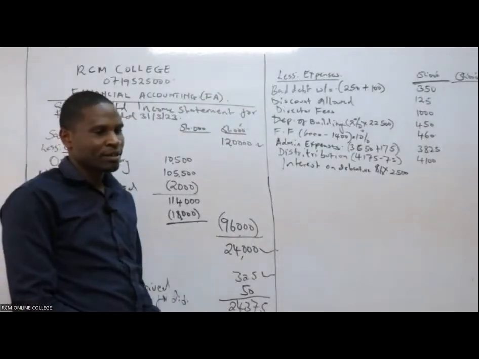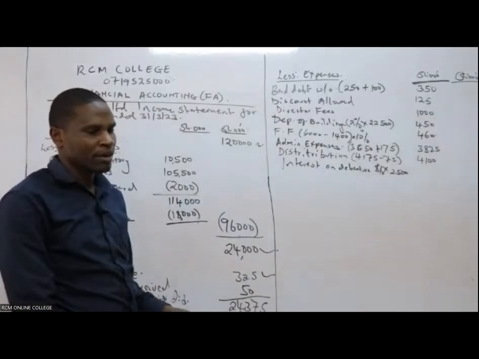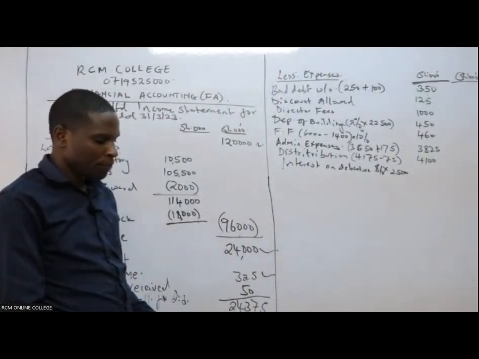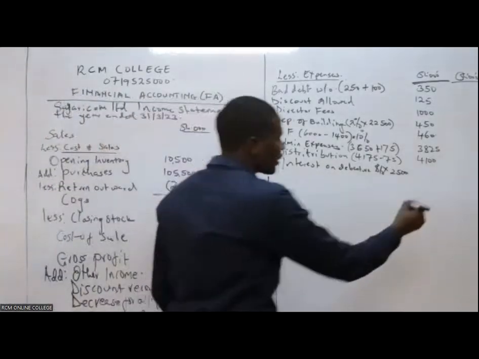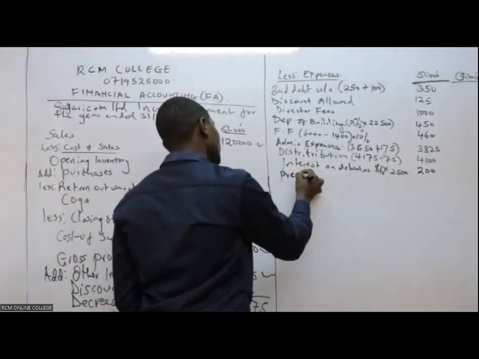Look at almost the last additional information. We are given the proposed dividend, preference dividend. Hapa napewa 200. Preference dividend.